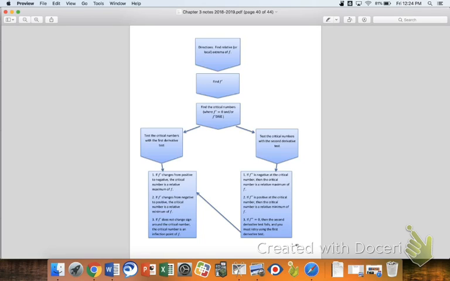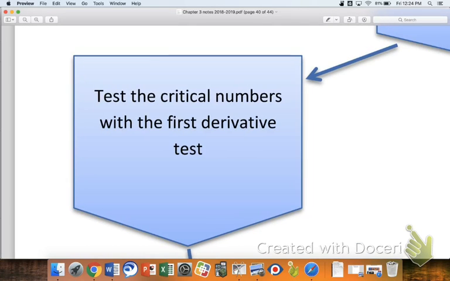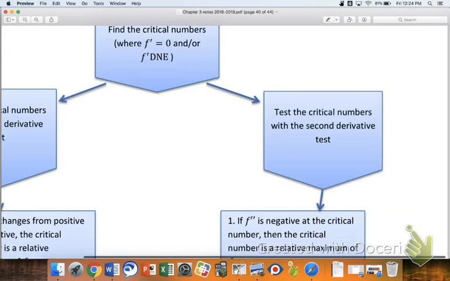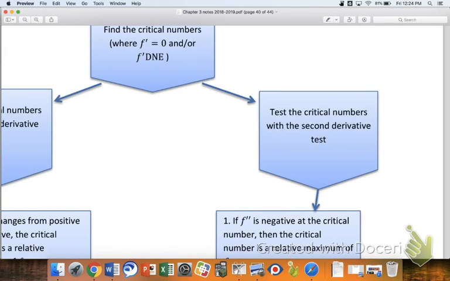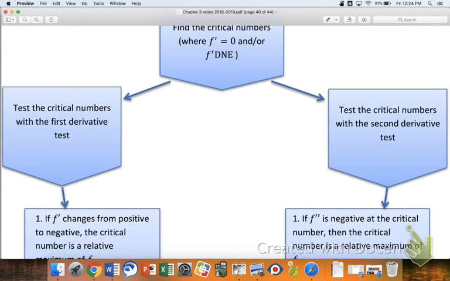Here's where you get a choice. You think to yourself, I found my critical numbers. Do I want to use that, or do I want to use that? I can test the critical numbers with either the first derivative test or the second derivative test. You can see that's where it branches out. If I'm finding relative extrema, do I have to use the first derivative test? Do I have to use the second derivative test? When do I use this, and when do I use that? It's a choice.